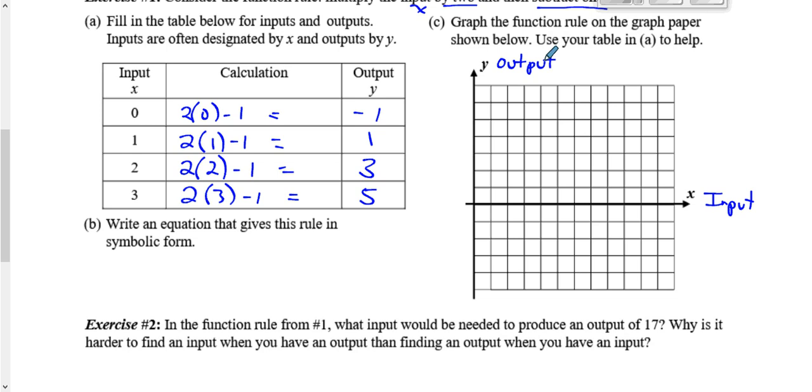Let's plot these. Input of 0. What's the output? Negative 1. An input of 1. What was the output? 1. Input of 2. Output was what? 3. Input of 3, an output of 5. And we could draw a line right through that. You guys might want straight edges to make it nice and neat. Let me know if you want one as we do this. So that is a graphical representation.